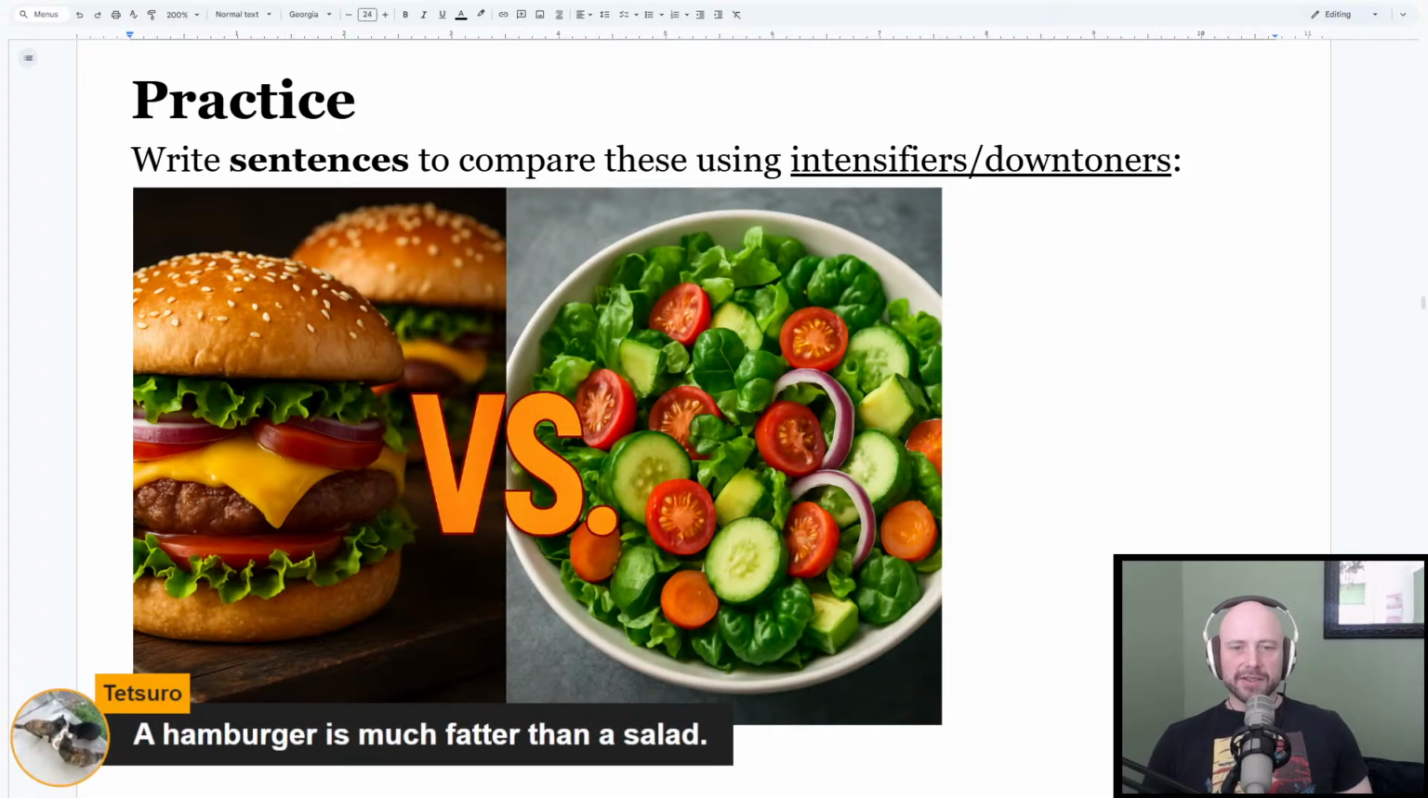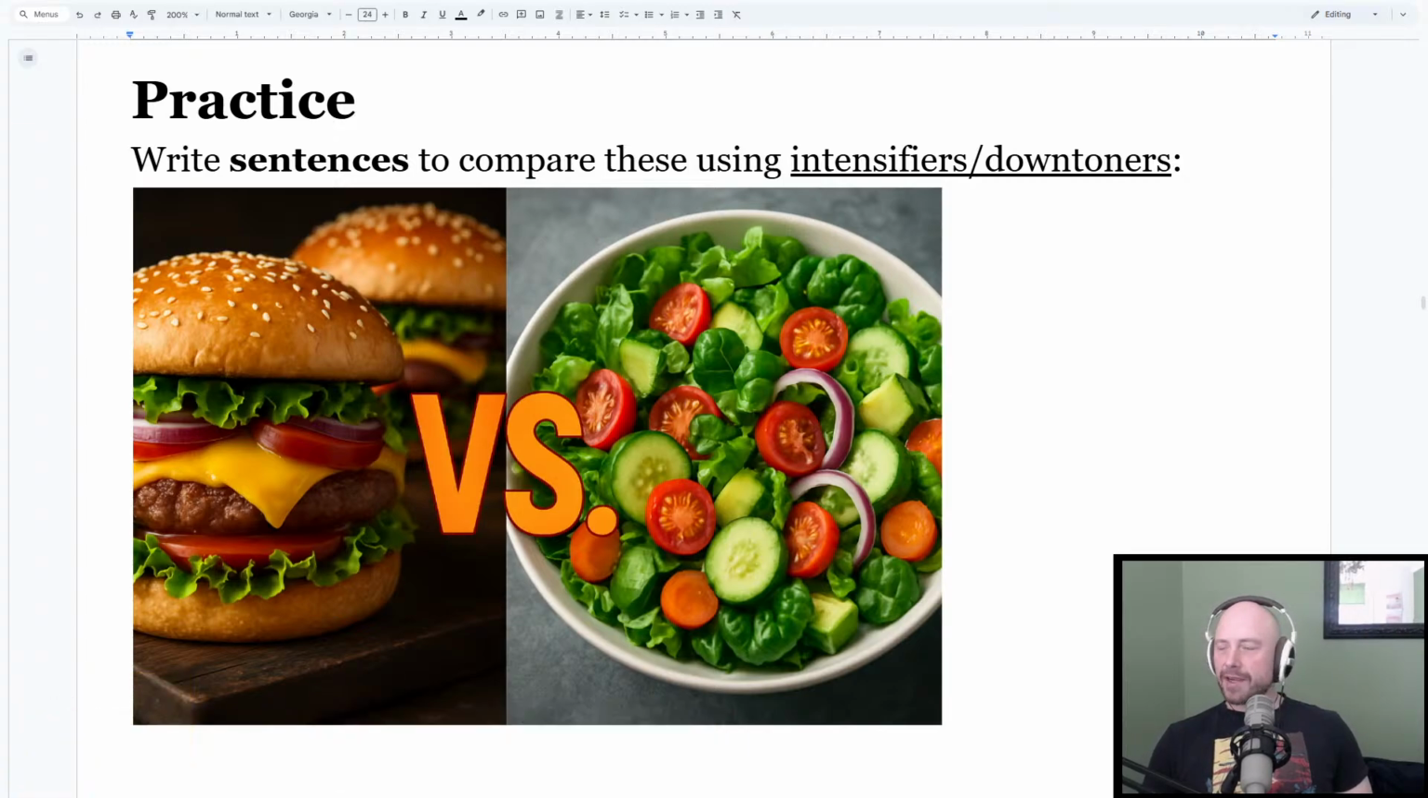Hamburgers are much fattier, because the adjective here is fatty. So hamburgers are much fattier than salads. Fattier. Great. Okay, let's try a different topic.